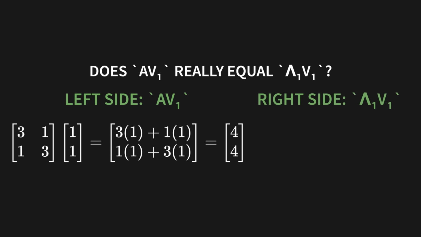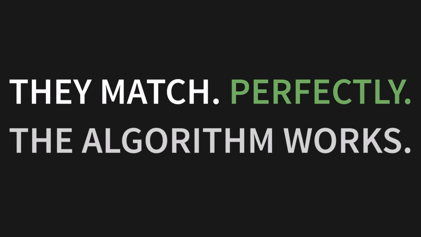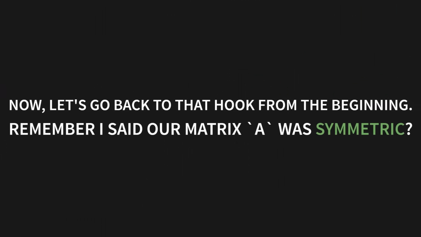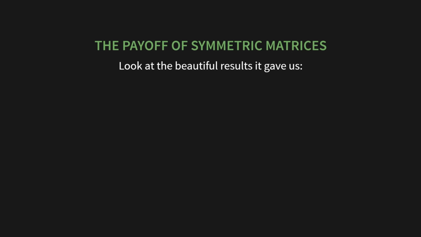Right side, lambda 1 times v1. That's just our eigenvalue, 4, times the vector 1, 1, which gives us the vector 4, 4. They match perfectly. The algorithm works. Remember I said our matrix A was symmetric? Here comes the payoff. Look at the beautiful results it gave us.